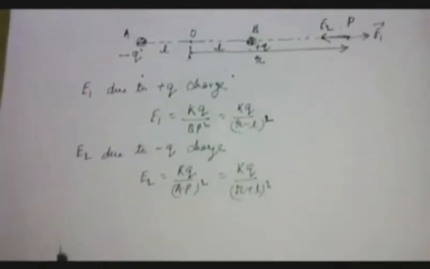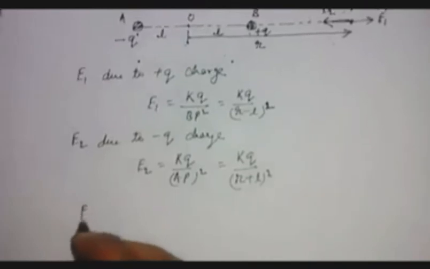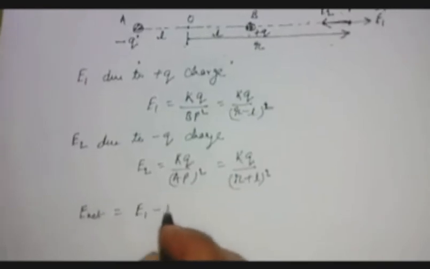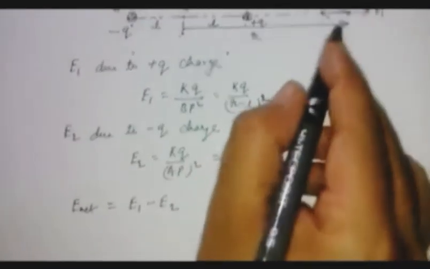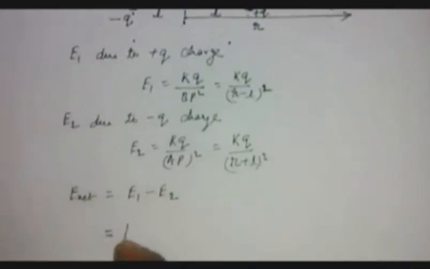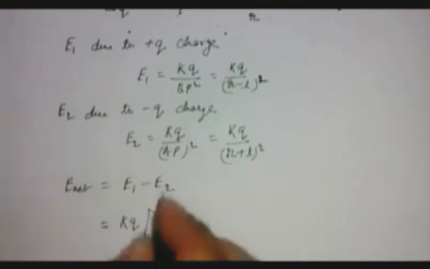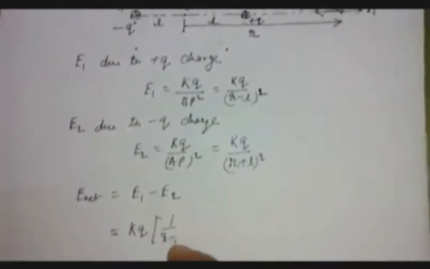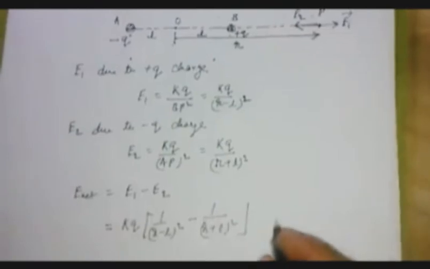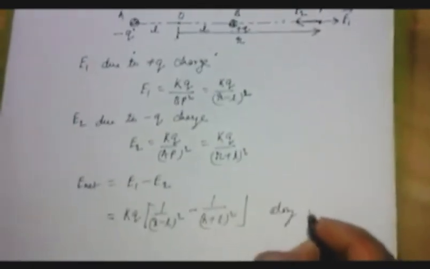Now when we find the net electric field, E net is equal to E1 minus E2. When two vectors have opposite direction, we simply subtract their magnitudes. Here kq is common, and we get 1 by r minus l whole square minus 1 by r plus l whole square. We have taken E1 as positive, so the direction of the net field is along AB.